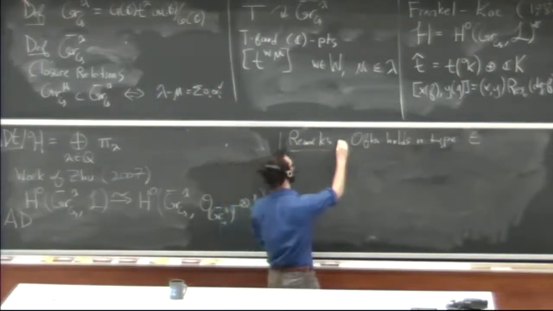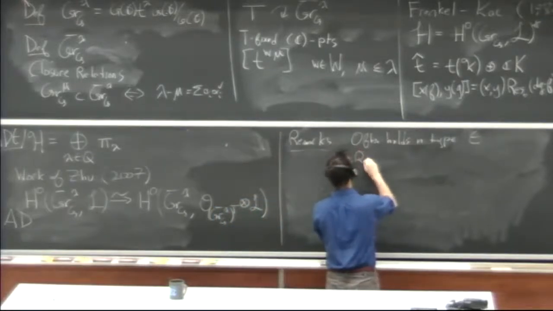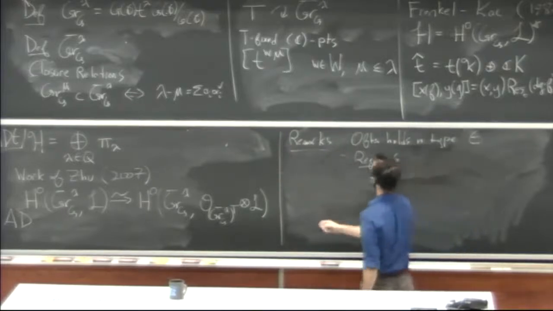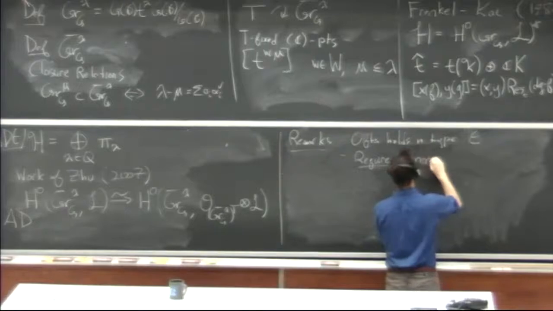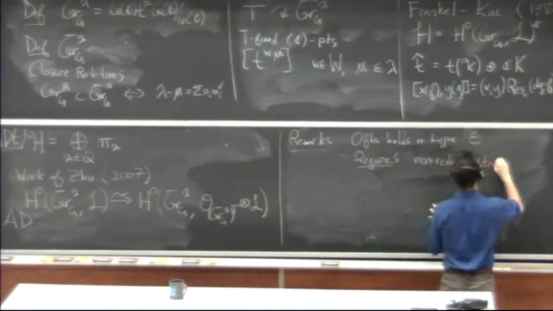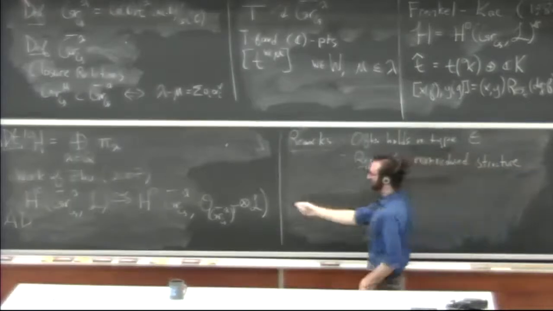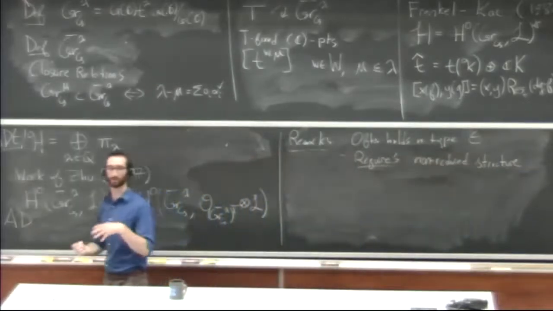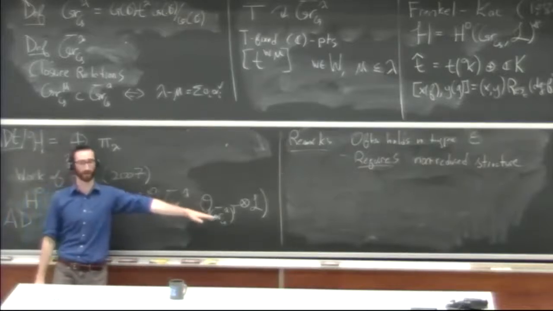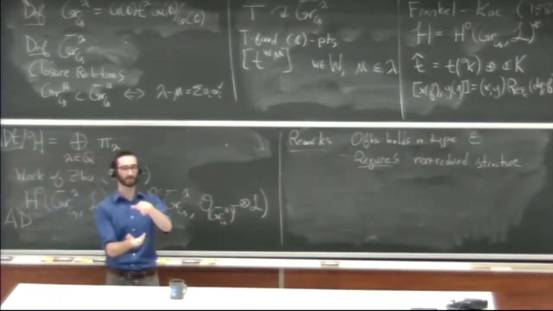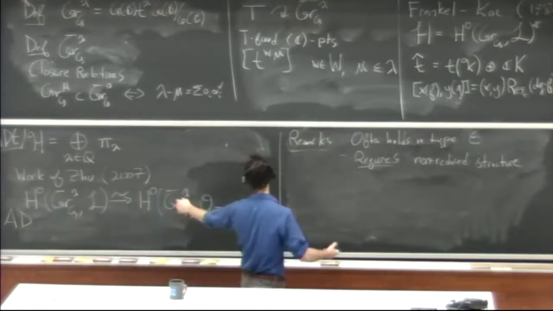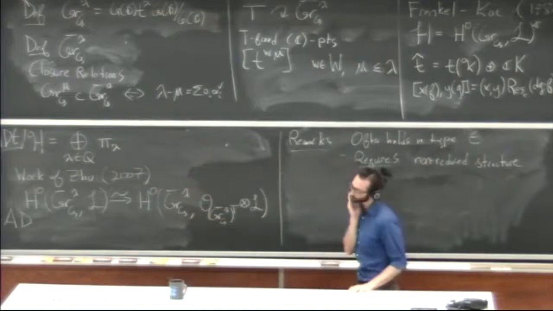Another remark is that this requires the non-reduced structure. In other words, I'm not taking the T-fixed subvariety, which is just a discrete set of points. I'm taking the T-fixed subscheme of this affine Schubert variety, which is a non-reduced scheme supported at a discrete set of points, namely the T-fixed points of Gr lambda.